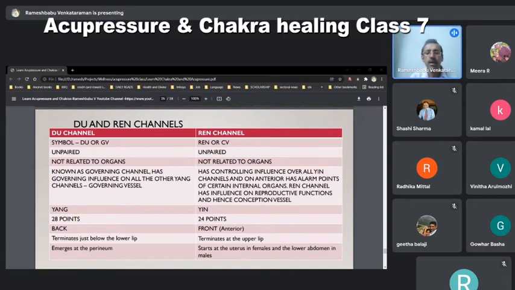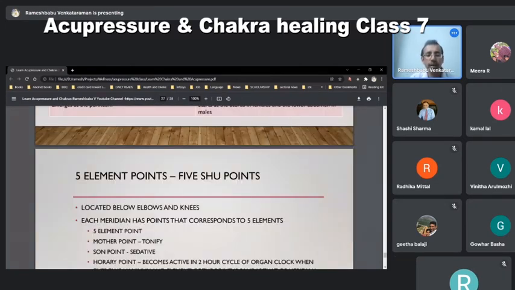So this Ren channel is important for reproduction and the health of reproductive organs, whereas the Du channel helps take care of the complete organs. So these are the two channels we discussed, right? And in the app that I gave you, the Du channel and Ren channel are also there. You don't need to buy any separate subscription. It is available for free.